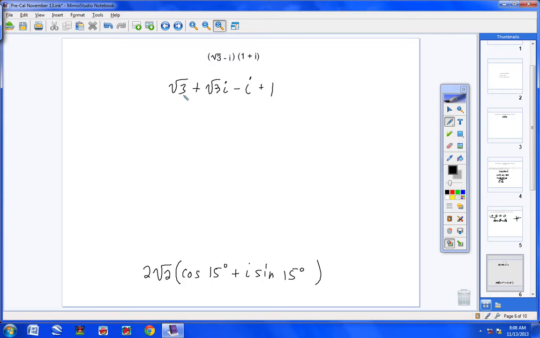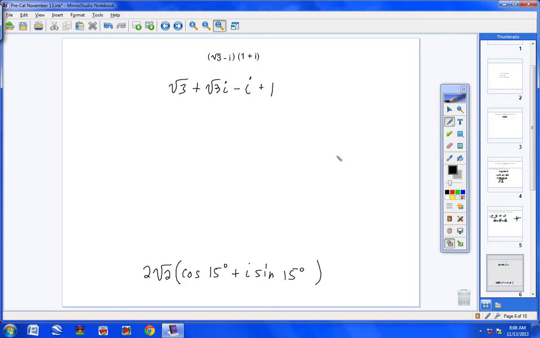If you were to type this into your calculator and get decimals and then combine like terms and write it in standard form and then do the same thing down here, take cosine of 15, get a decimal, I sine of 15, get a decimal, and then multiply each of those by 2 square root of 2 and get decimals, these two answers would match identically. Now if you want to play around with that and try and see, you can do that. I'm going to save time in the video and not do that.